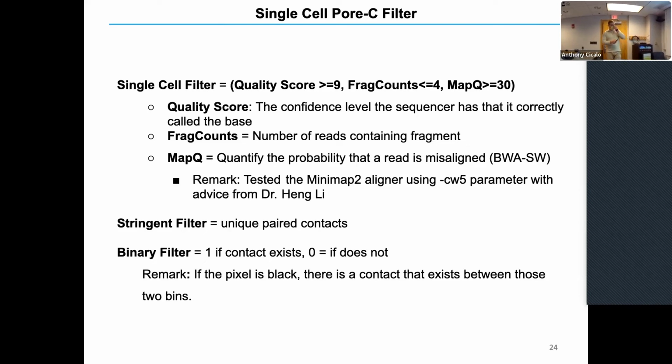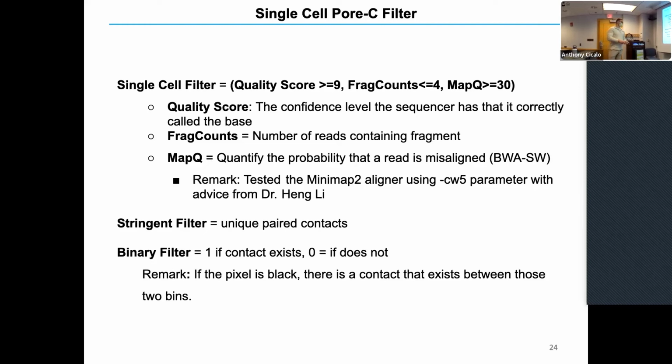So what we use is BWA-SW. We've also tested many other aligners, one being Minimap2, using the CW5 parameter. We chose this parameter, which is a very small k-mer window, with advice from Dr. Heng Li, who developed both of these aligners. And he decided that that one might be the best for looking at single cell data.